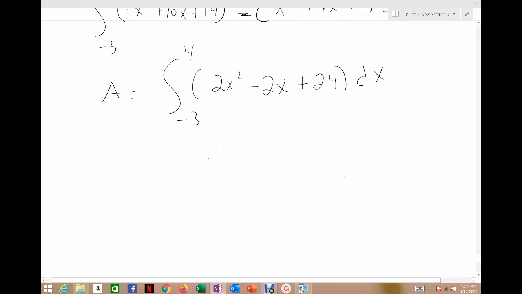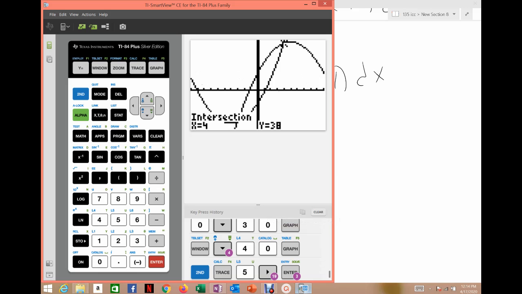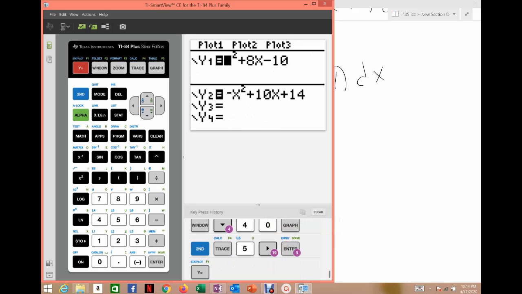So again, it's up to you. If you want to solve it by hand, you'd find the general antiderivative, plug 4 in, plug negative 3 in, and subtract. I'm going to assume most of you are going to solve it graphically, so you're going to go ahead and graph it and solve it that way. And again, I'm going to walk you through it.